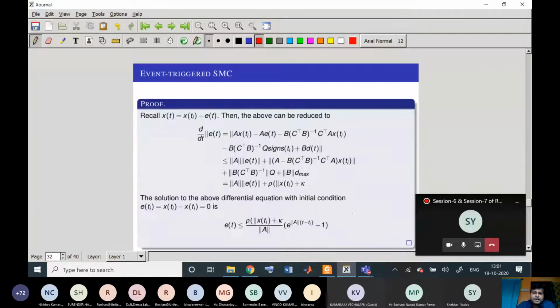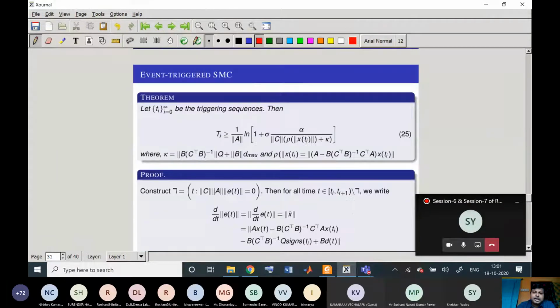So after doing some calculation, it can be shown that the inter-event execution time Ti will always be bounded by a positive value. That also has to be guaranteed whenever you are dealing with any event triggered control strategy. You have to ensure the stability. From the stability condition, you will arrive at the event condition, and once the event condition is generated, with that event condition you have to guarantee that the inter-event execution time is always bounded by a positive value, and that will guarantee the avoidance of the Zeno phenomenon.